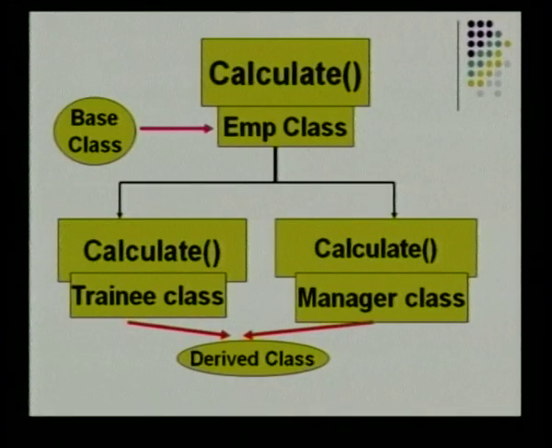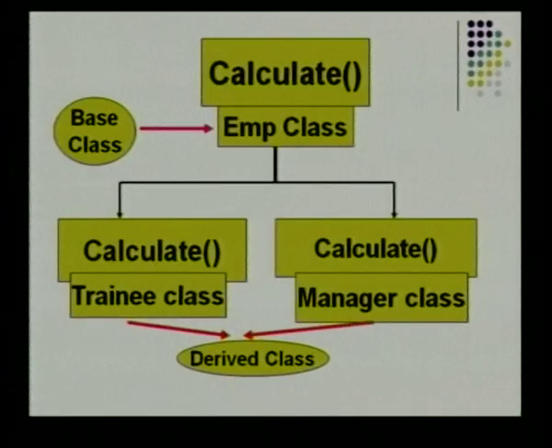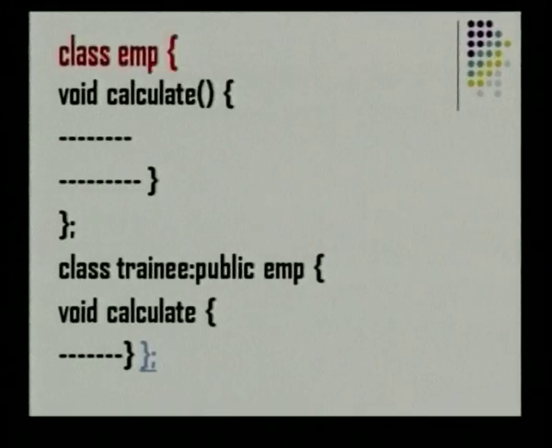Both are having the same function, calculate again. So, when they inherit, they inherit the calculate function. In addition to that, they are having their own definition of this calculate function. So, in this case only we have to identify the concept of dynamic polymorphism. The same function calculate is exhibiting different forms in different classes, though the classes are related to each other by inheritance. So, this is just a skeletal picture of the program.